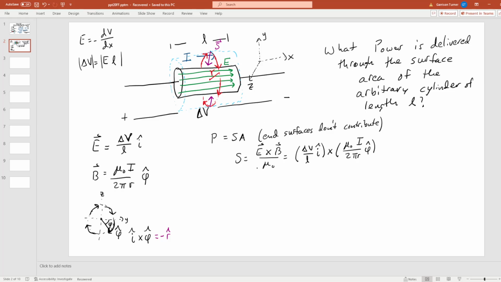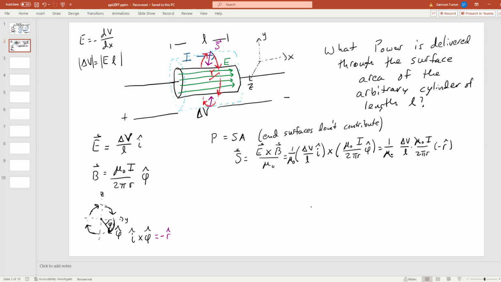That's all you really need to do this calculation, is understand that E and B are perpendicular everywhere. And this, of course, has the 1 over mu naught out front. And so since these are perpendicular, this just becomes 1 over mu naught times their magnitudes. So this is delta V over L times mu naught I over 2 pi r. And so my mu naughts cancel out. And we have the negative r hat direction since our Poynting vector is pointing inward.